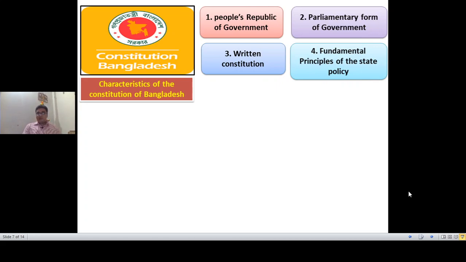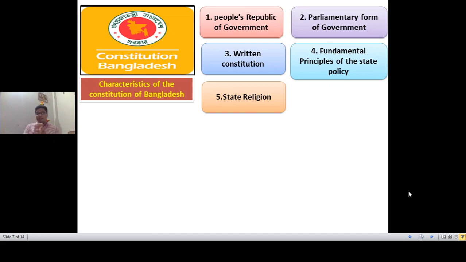Next characteristic is fundamental principles of the state policies. Okay, and there are four fundamental principles of our state policies. These are nationalism, socialism, democracy, and secularism. And all of the four principles are written in our constitution, and this is one of the characteristics of the constitution of Bangladesh.